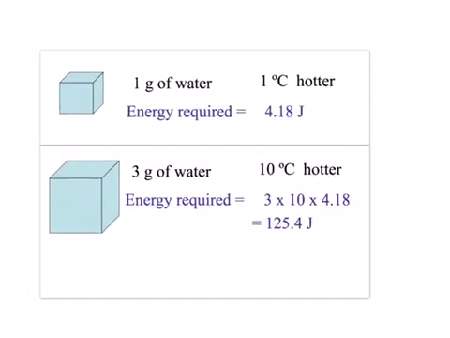A slightly more complex example of this would be 3 grams of water being heated by 10 degrees this time. Now remember, this figure here, which is also known as the specific heat capacity of water, is the energy required to heat 1 gram of water by 1 degree. I want to heat it by 10 degrees more than what it was, so I multiply by 10. The mass of the water in this case is 3, so I multiply by another 3 to give me 125.4 joules of energy.